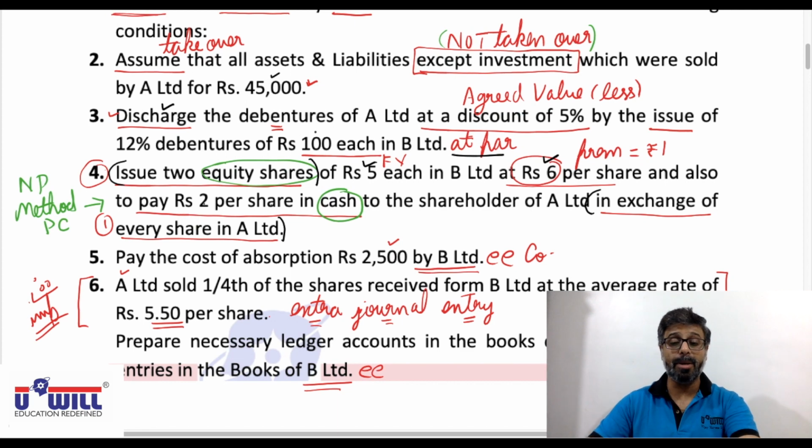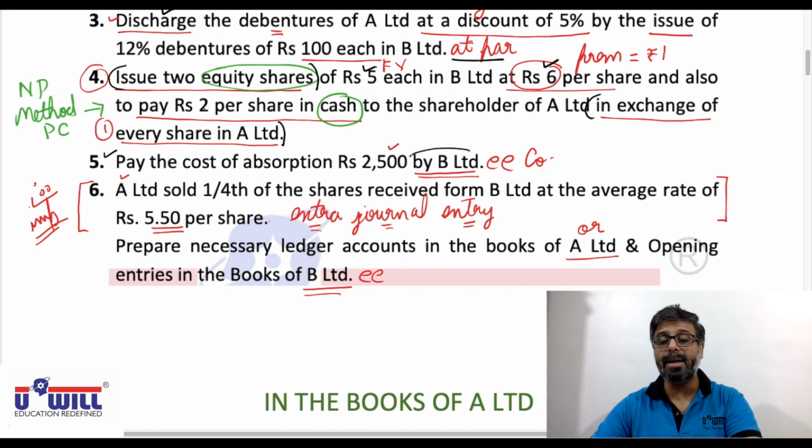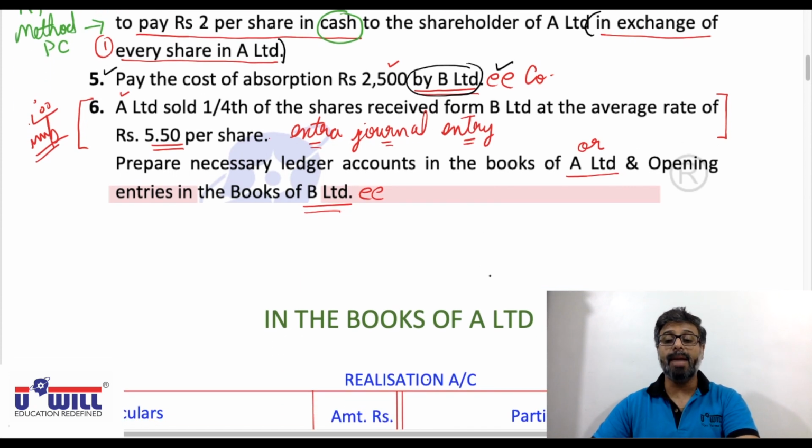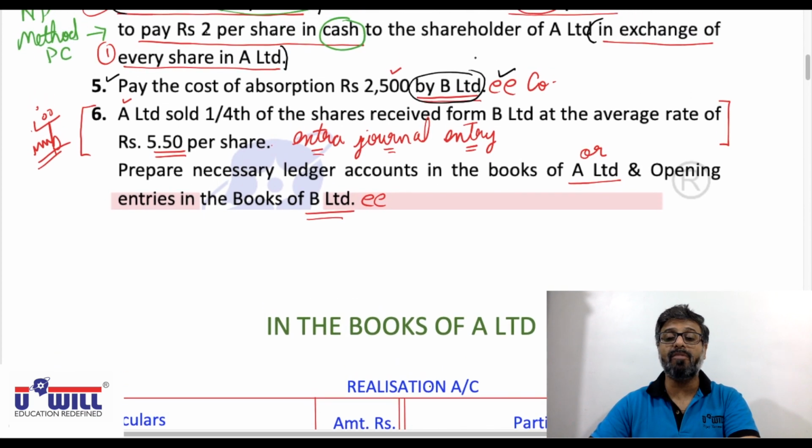3 entries for payment. Do we have payment of expense? No. Who is paying this cost of absorption? B Limited, the transferee company. So the expenses entry will not come in the books of the transferor company. Right now we are passing the entries of the transferor company. It will come in the books of B Limited. Okay. No entry for expenses.